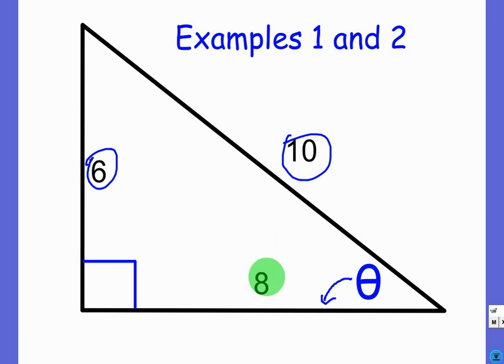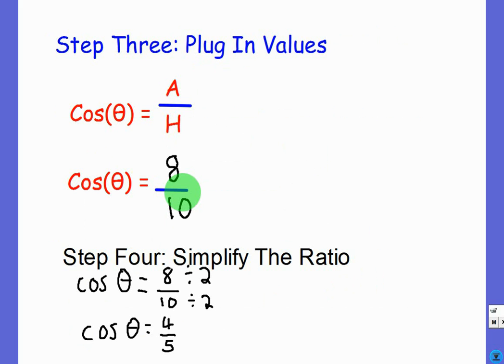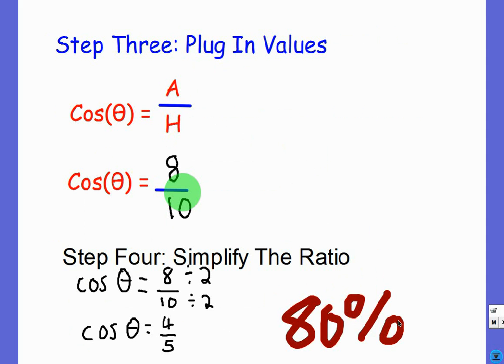4/5. What would that be as a percentage? 80%, right? So the adjacent side is 80% of the hypotenuse. We don't normally talk about trig functions in terms of percentages, but to me, it kind of adds a little bit more meaning to what this actually means.